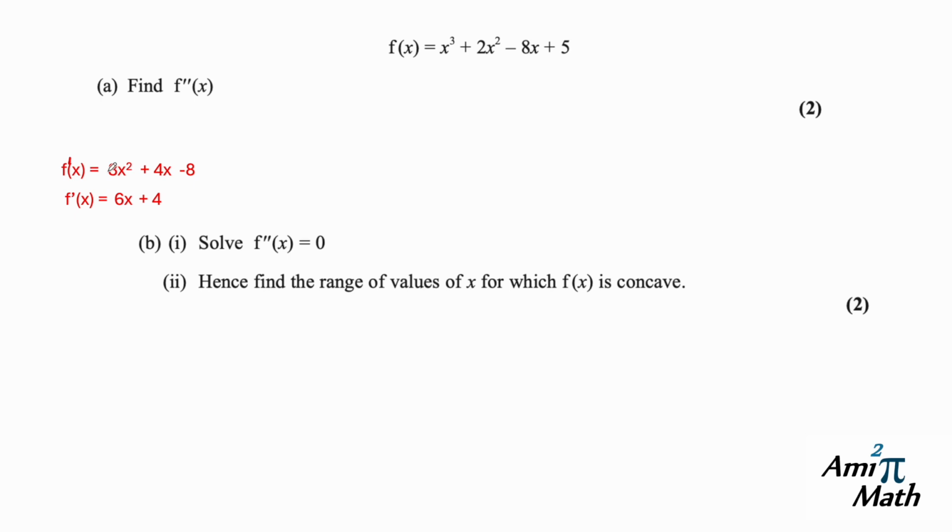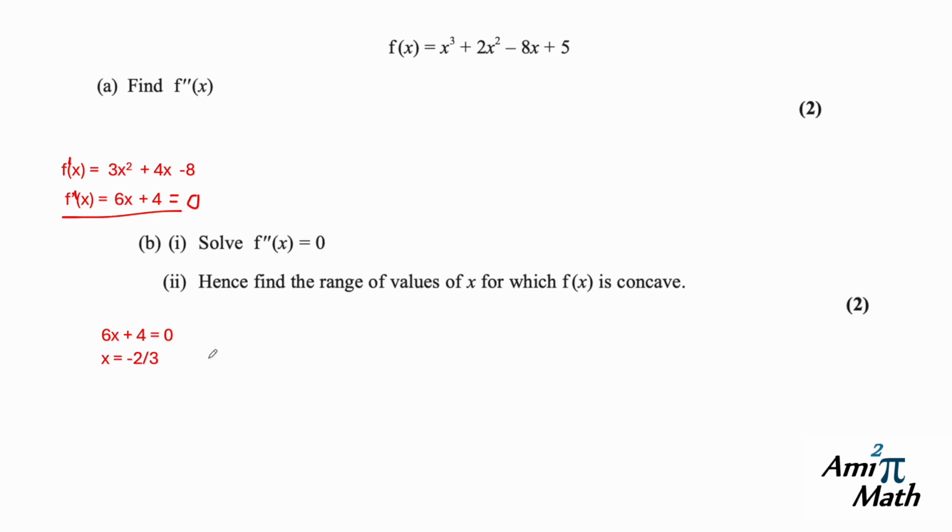Part B. Solve f double prime of x equals 0. Hence, find the range of values for x for which f of x is concave. So to solve this equals 0, all we need to do is set this to 0 and solve it for x. So 6x plus 4 equals 0, and x equals -2/3. You can work this out simply by subtracting 4 and dividing by 6 on both sides.